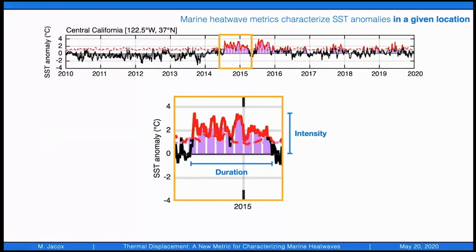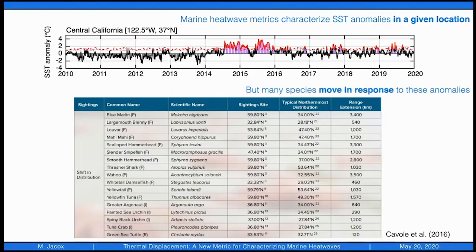So the key point for this talk is that these metrics define anomalies in a location. And so that, I think, when you think about impacts, is particularly important for things that are going to stay in that location. Corals would be a high profile, great example where you want to know they're not going anywhere, and you want to know what they're going to be subject to in terms of the intensity and duration of warm SST anomalies. But we also know, especially from a fisheries perspective, where I'm coming from, that many species move when there are these anomalies, and they move, in some cases, huge distances.